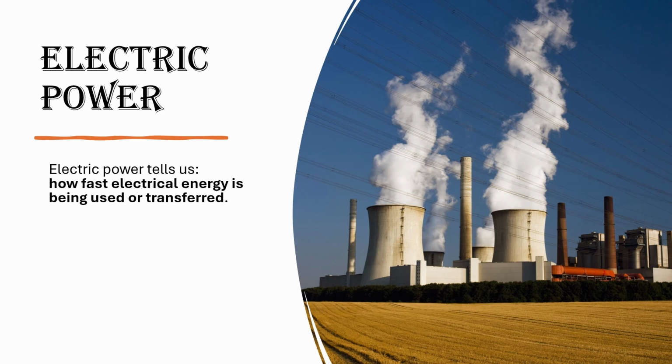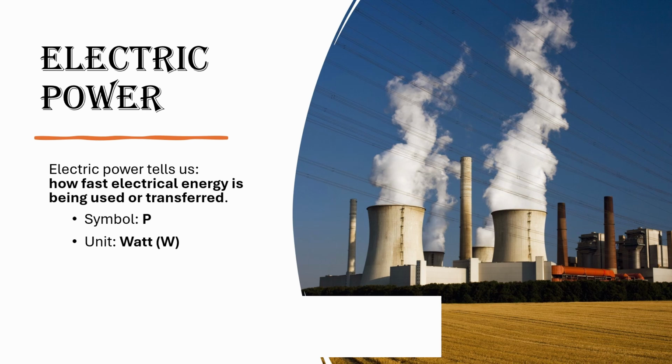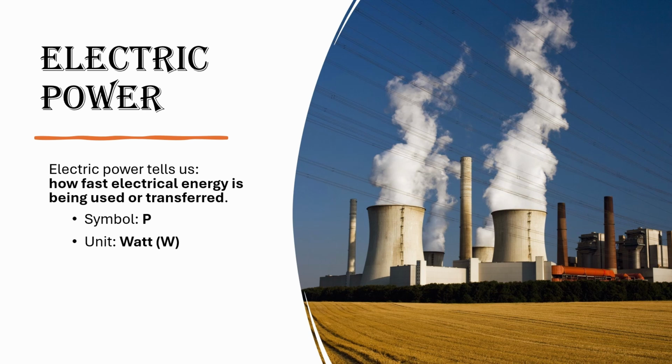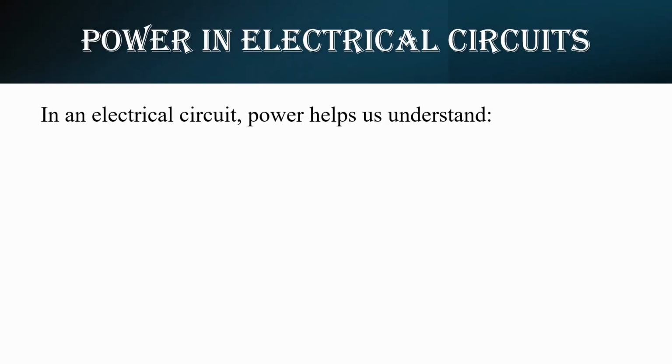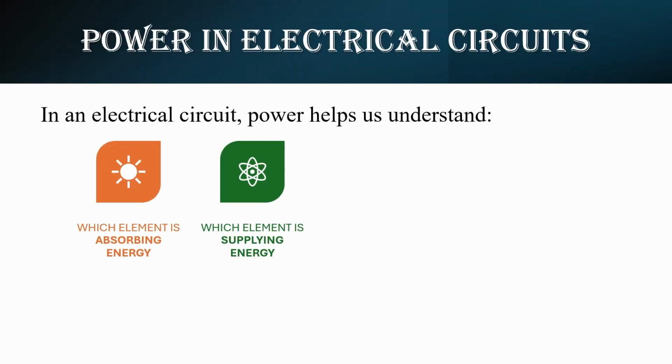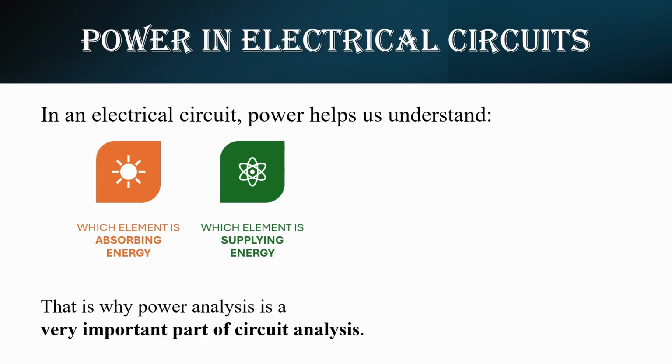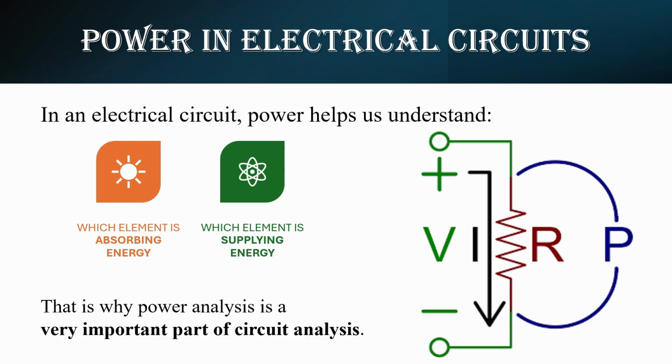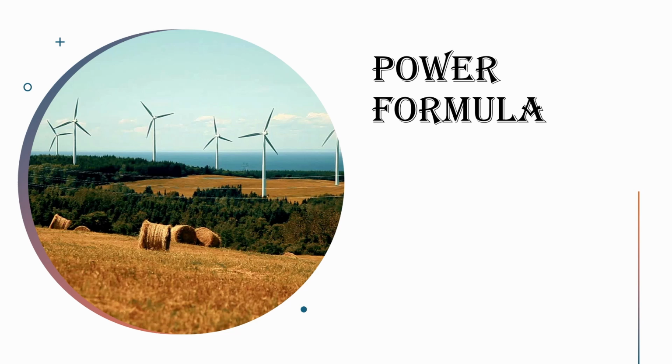First, let's talk about what electric power actually is. In simple words, it tells us how fast electrical energy is being used or transferred. Its symbol is P, and we measure it in watts. Remember, power is not just energy. It is the rate of energy consumption. Power analysis is essential in electrical circuits because it helps us understand which element is absorbing energy and which element is supplying energy.